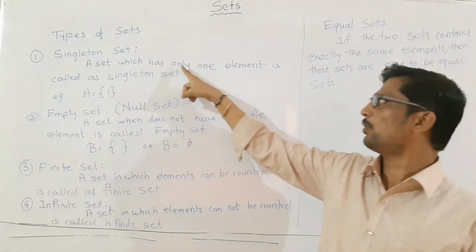5x minus 2 is equal to 0. Therefore 5x is equal to 2. Therefore x is equal to 2 by 5. And that is less than 1, isn't it? It is equal to 0.4.